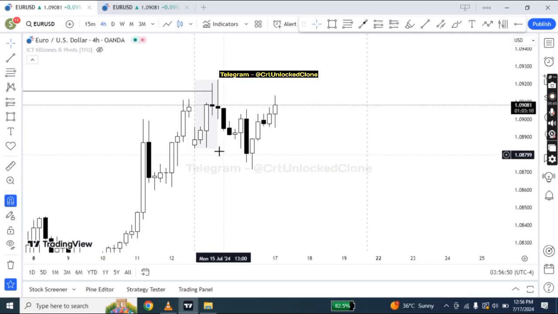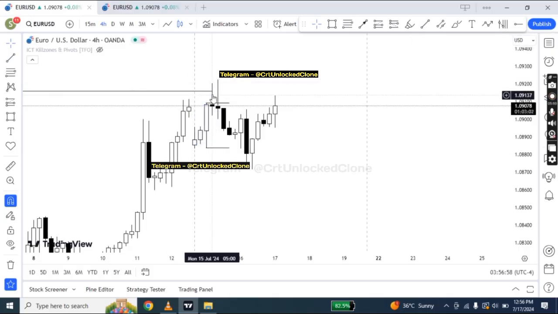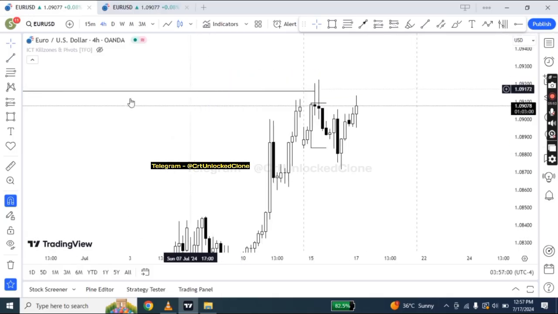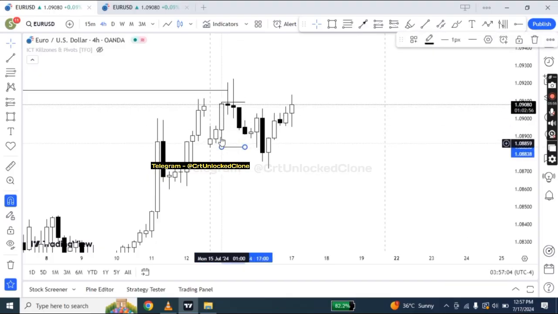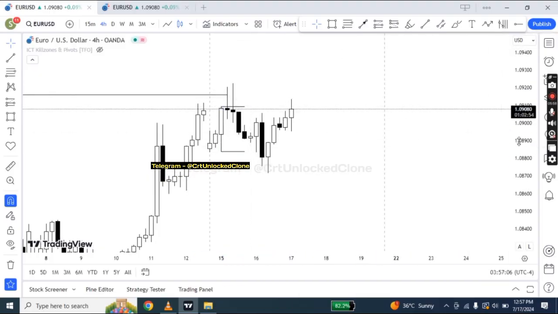Now here you can see that this 1 a.m. big bulky candle right here, right, and price budged, and also with it it tested a key level, right. Now we can use this candle as a CRT and look for entries on the lower time frame.